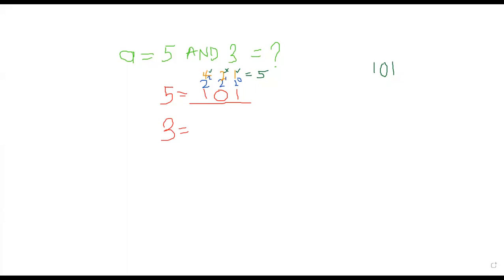So what would be the value for 3? 3 is 1-1. Yes, David. Why is it 1-1? Can you tell us? 2 divides 3, 1, remainder 1. And 2 divides 1, 0, remainder 1. So from bottom to the top, that will be 1-1. Okay. So we have here 0, 1, 1.